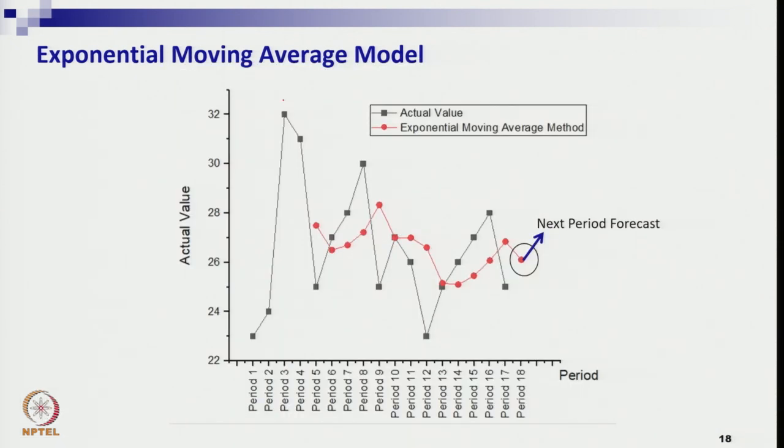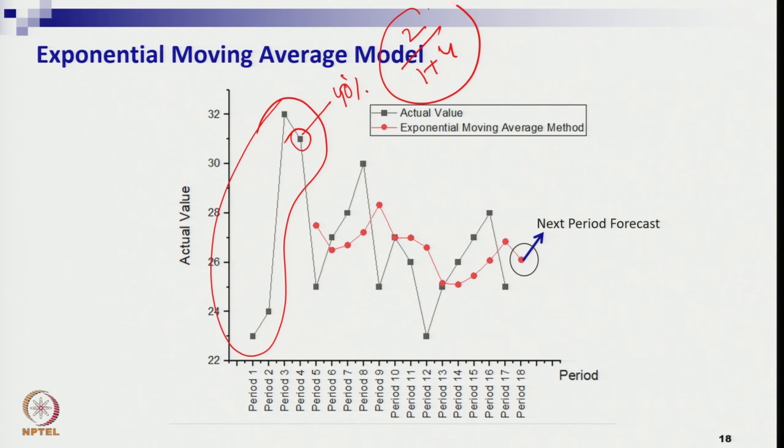So here also, like the weighted moving average or simple moving average, you have taken a 4 period average to start with, the beginning point for the 5th period forecast. But here you have given some additional, specific weight to the immediate period. How much weightage have you given? 40%. That is fixed. That means 2 by 1 plus 4. So this weightage you have given to the immediate period, and this is your alpha, and then you drag this.